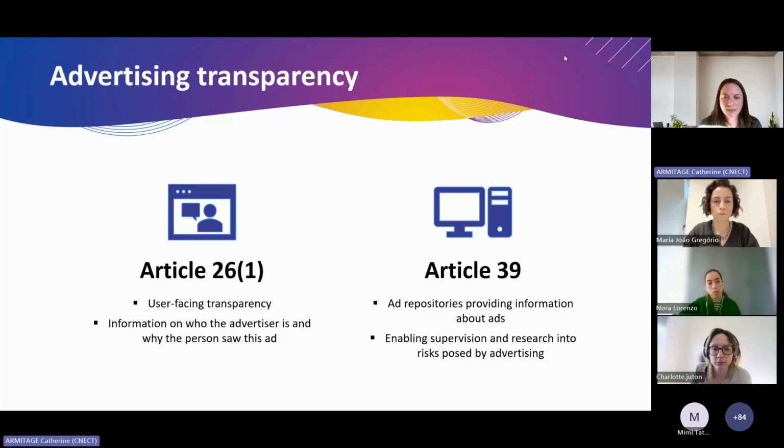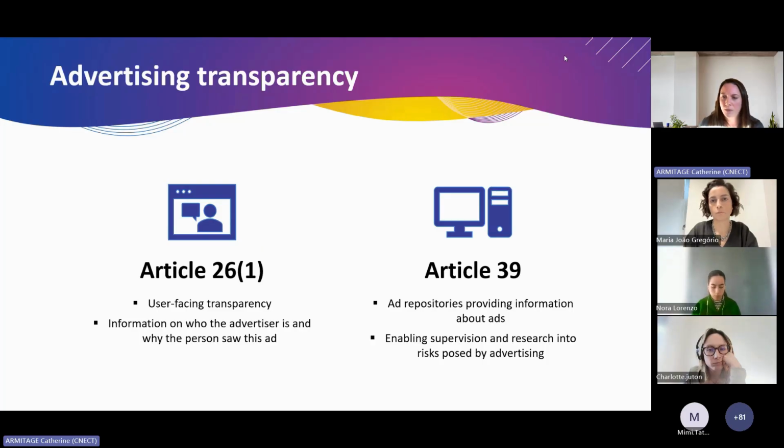Then Article 39 only applies to very large online platforms. The previous one applies to all online platforms, but the very large online platforms must now have advertising repositories that are available to the public, that provide information about all of the ads that have been posted on those platforms. The purpose of this article is really to enable better supervision and research into some of the risks posed by advertising. And this is actually a very important part of the DSA. We have seen researchers, academics and all sorts of groups using these repositories now to draw very interesting conclusions and to do very important research on advertising in general in many different sectors. And that's because these repositories are available.